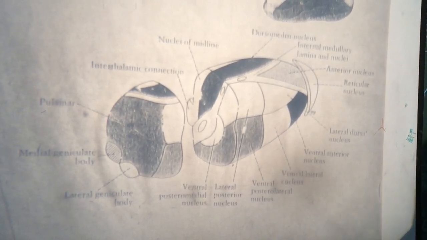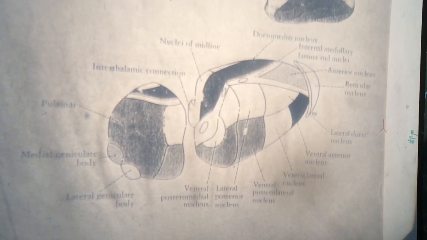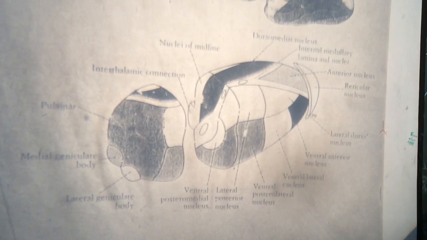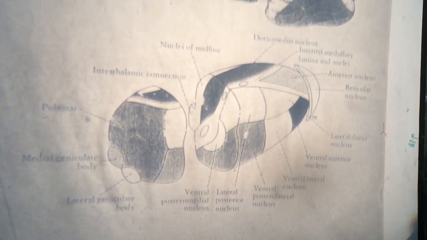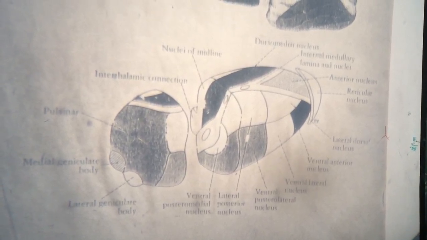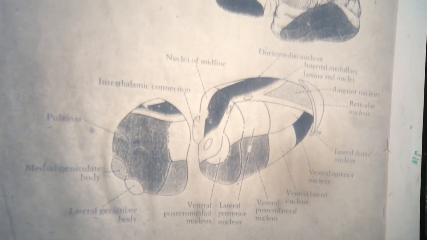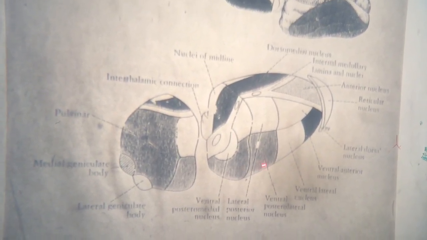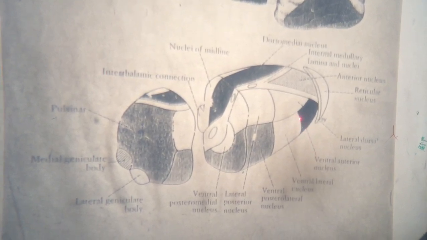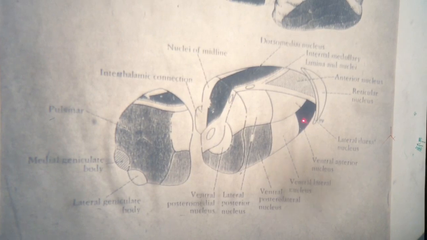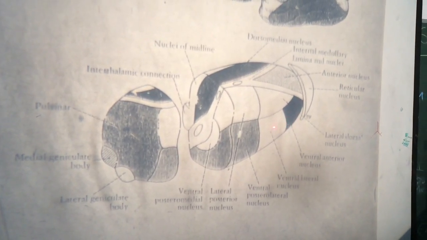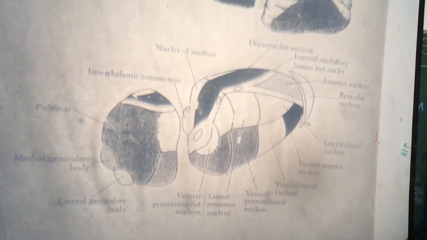The ventral anterior nucleus has connections with the reticular formation, corpus striatum, substantia nigra, and also with the premotor cortex.